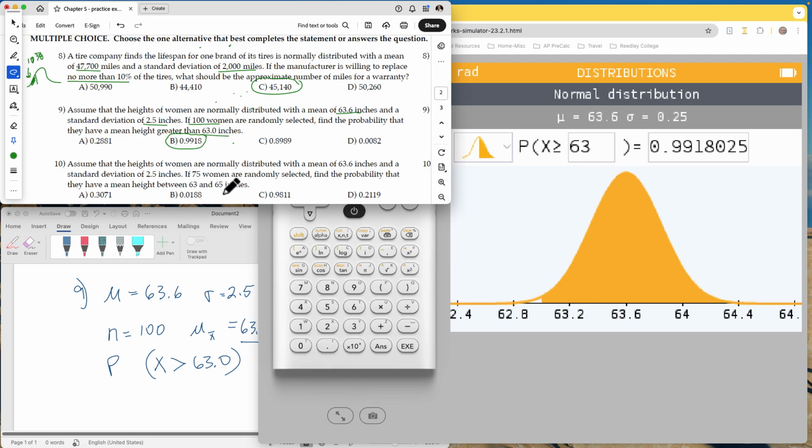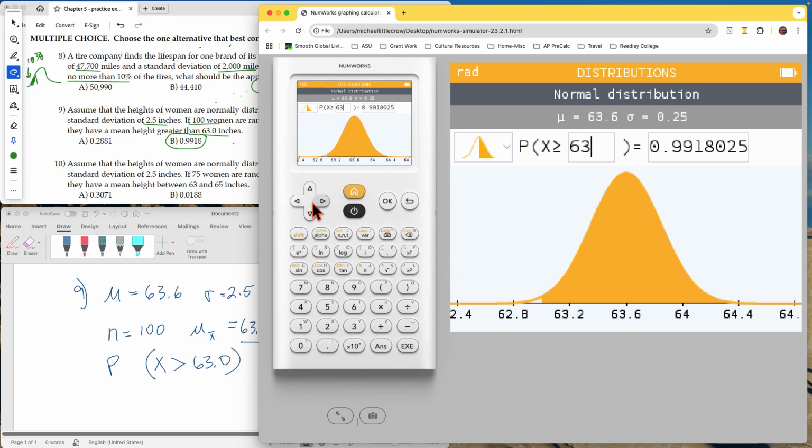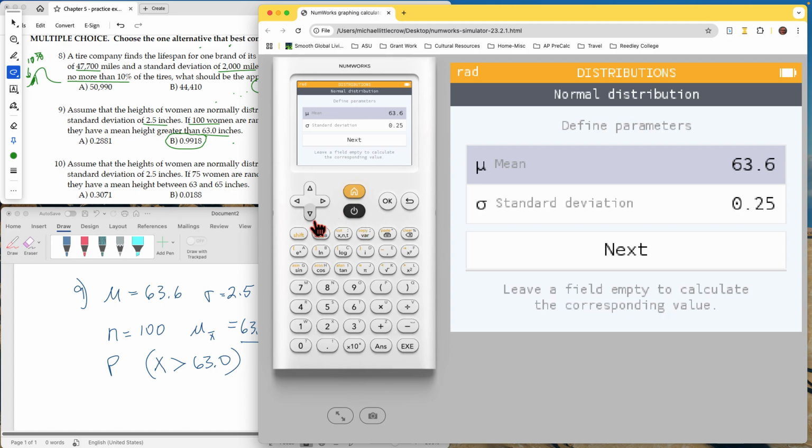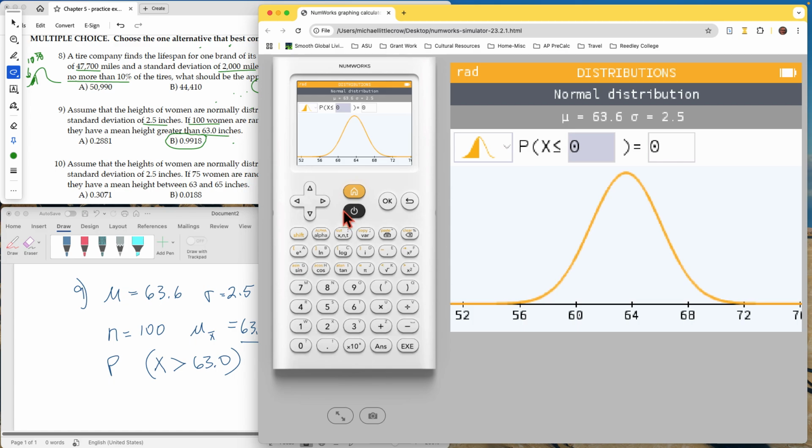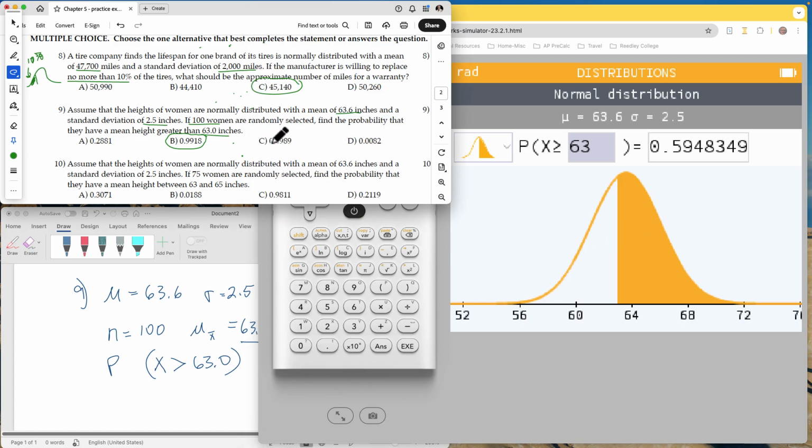Now, I'm just going to back off and show you that you have to be careful here, because if we back it up, if we put in the wrong standard deviation, the 2.5, I'm going to bet that answer is here. We do have to switch over to x greater than, and we put in 63.0. 0.59. Oh, I'm glad. So I guess if you made that mistake, it's not there, right?